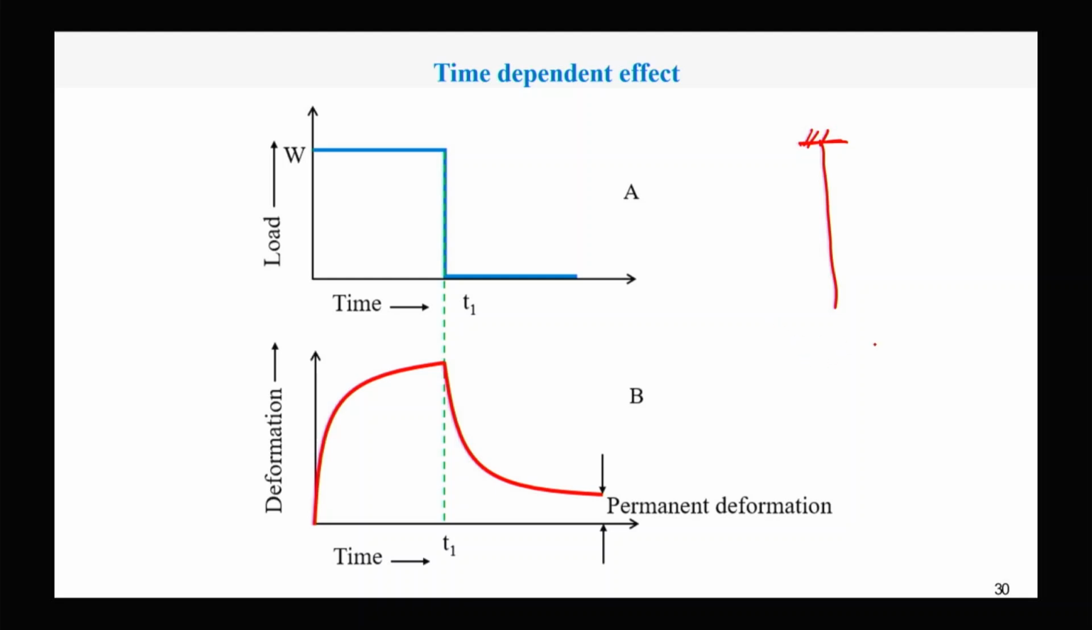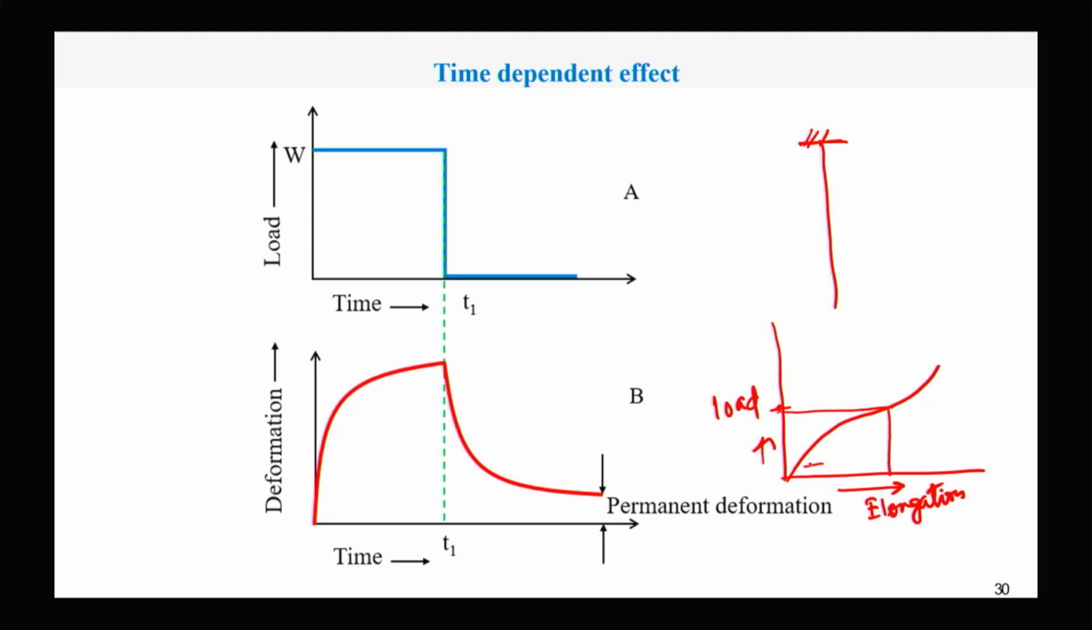Suppose in a load elongation behavior, we have seen that with the increase in load, if we increase the load, the material gets elongated. Now for a particular load, suppose for this load, the elongation is supposed to be this.